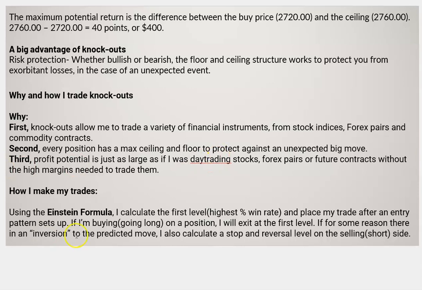If for some reason there is an inversion, when you look at the formula, sometimes the market will invert, the wave will invert, all right? And so then I have to reverse and go the other way, okay? So if for some reason there is inversion to the predicted move, I will calculate a stop and a reversal level on the selling short side. And I will provide that on the charts, and I'll show you an example of that here shortly. But once I'm in a trade, I always have the fail-safe of reversing and going short if I need to do that. All right, and about 30% of the time, that is going to be the case, right? Or 25 to 30%, that is going to happen.